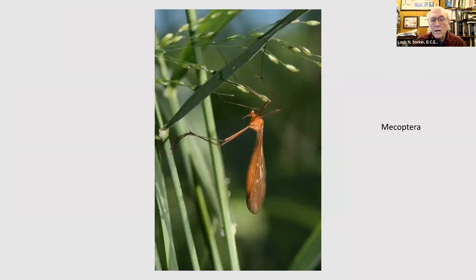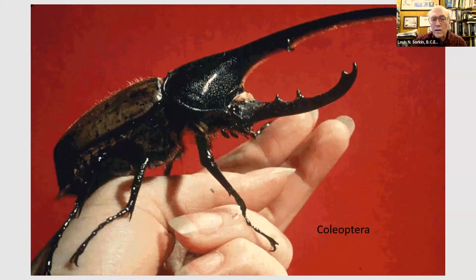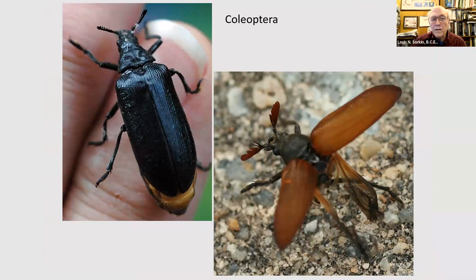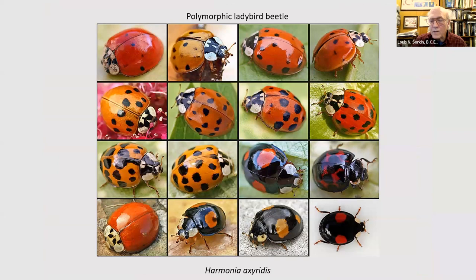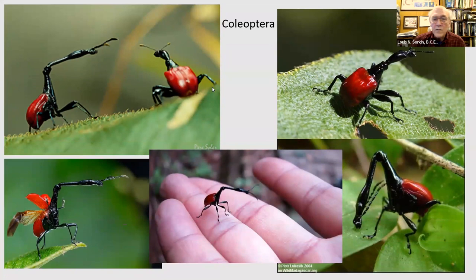And beetles. So you see the variability of various beetles, front wings modified. This is one species of that pest, ladybird beetle, Asian ladybird beetle. You can see it's polymorphic. It actually comes in all these colors. So you might find one and think you have a different species when in fact, no, you have this one species that is just polymorphic.